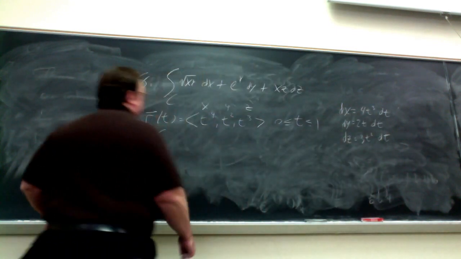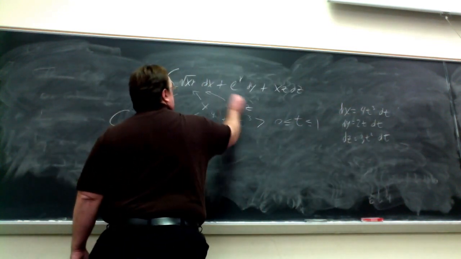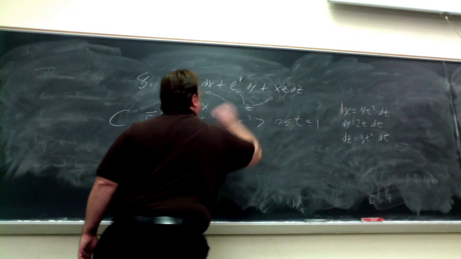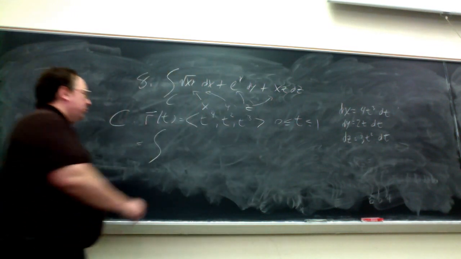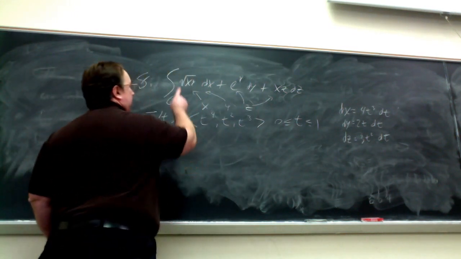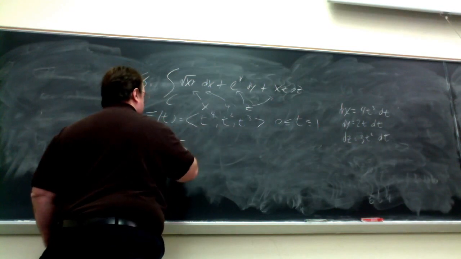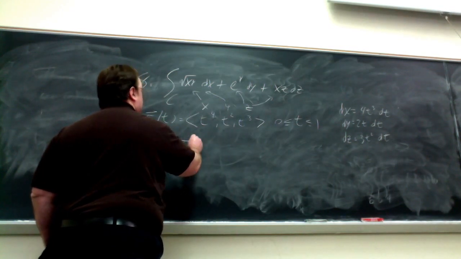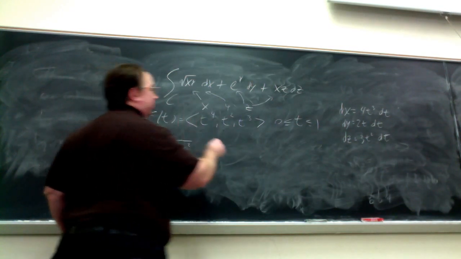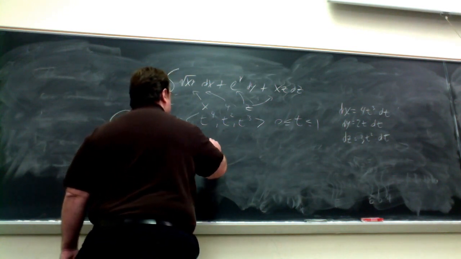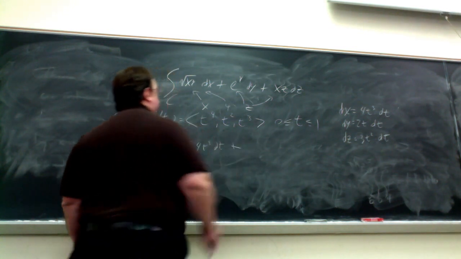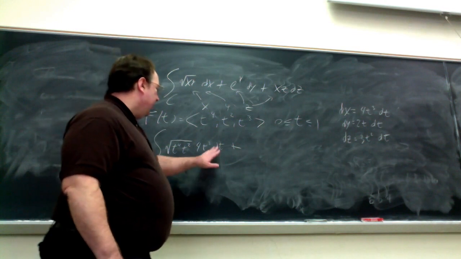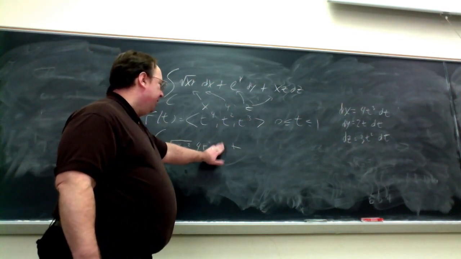So now we can substitute all of these throughout. So we have square root of x times y, then dx, but that's going to be 4t cubed dt. And then we have, well, actually, I don't have to write the dt here. I'll have a dt at the end.